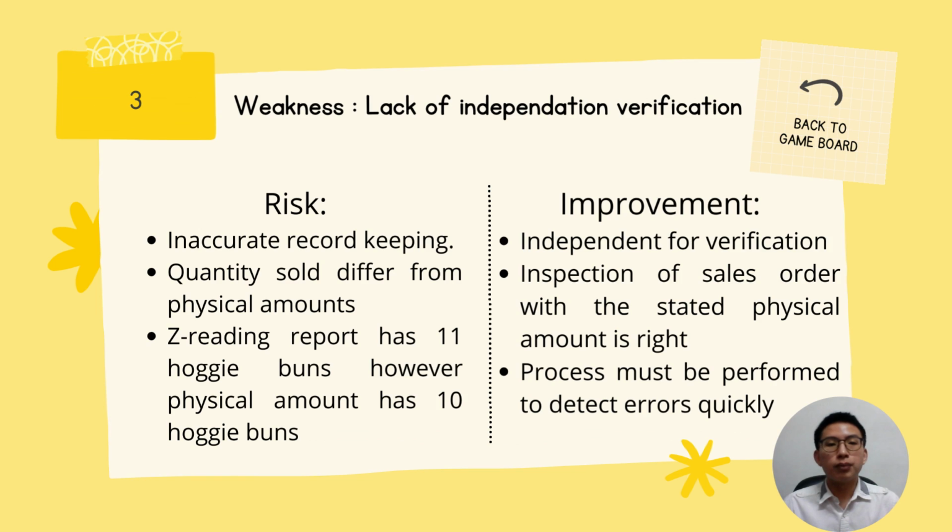The appropriate internal control procedure is independent verification. The manager of MarryBrown Sundara Berhad should make sure the inspection of the sales order against the stated physical amount is right before updating the inventory records. This process must be performed in order to detect errors quickly and correct them immediately.